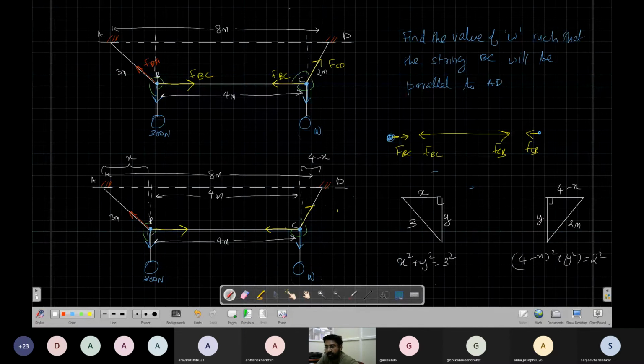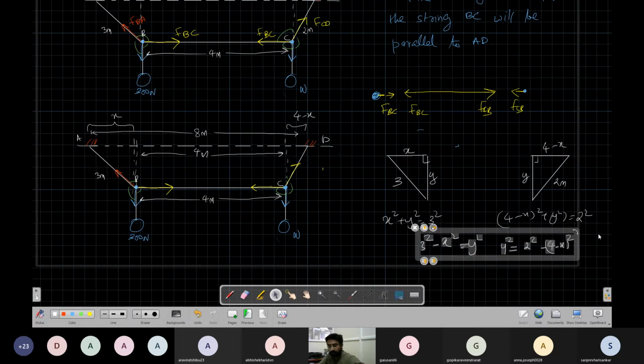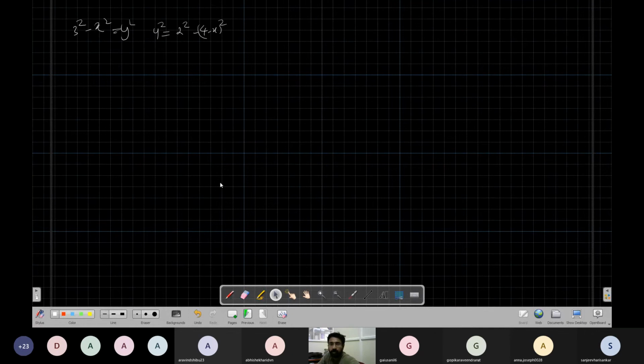Okay. Now y square is 3 square minus x square. Here y square is equal to 2 square minus 4 minus x whole square. So these two I can equate. I'll take this to the next page and try to solve. I can equate these two.